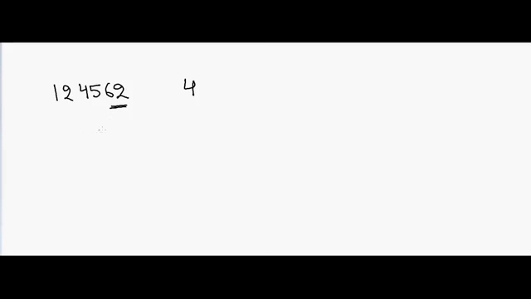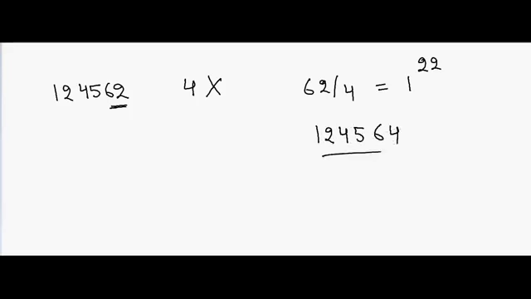So 62, if we try to divide 62 by 4, I'll get 1, and then I have 22 left. So that is not evenly divided by 4. So this number cannot be evenly divided by 4. So how can I modify this number? If I add 2 more at the end, so I'll make 1 2 4 5 6 and make 4 here, then this number should be evenly divided by 4.